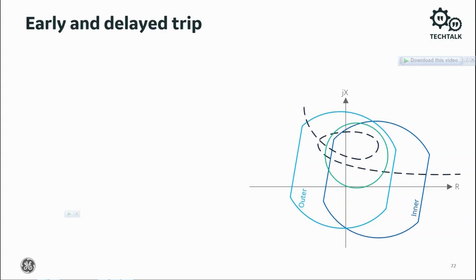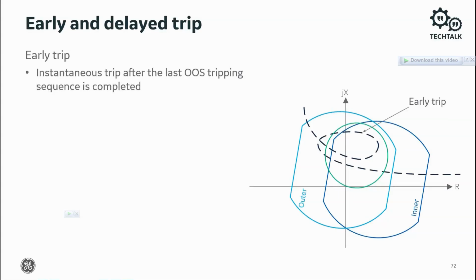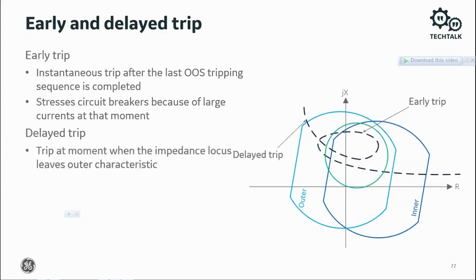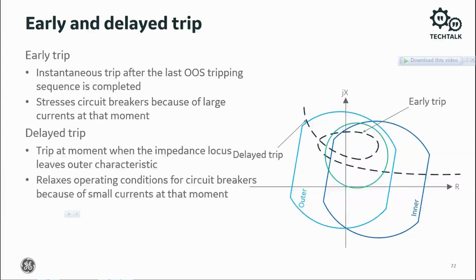Power swing tripping can be early or delayed. Early trip is trip on the way in. Selecting the early trip mode results in an instantaneous trip after the last step in the out-of-step tripping sequence is completed. The early trip mode stresses the circuit breakers because the currents at that moment are large. The delayed mode is trip on the way out. Selecting the delayed trip mode results in a trip at the moment when the impedance locus leaves the outer characteristic. Delayed trip mode relaxes the operating conditions for the breakers because the currents at that moment are small.